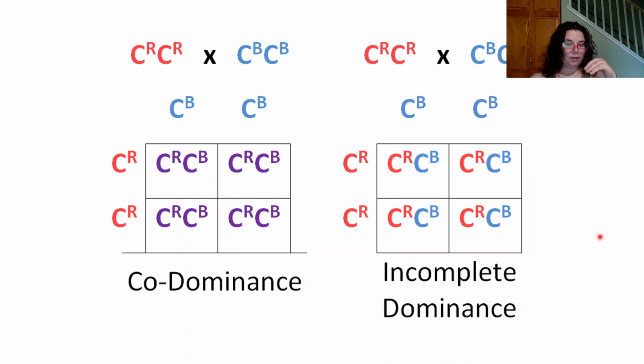Incomplete dominance, as you can see, demonstrates that when you get a big letter and a little letter, or an R and a B, you get a pattern of the two colors. You don't get purple, but you get blue and red on the same being.